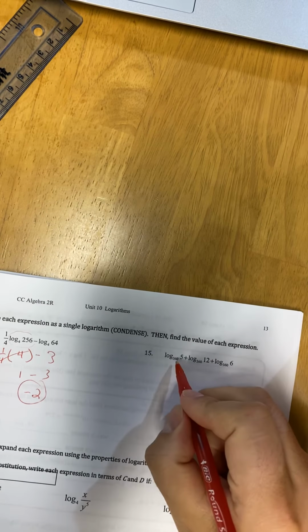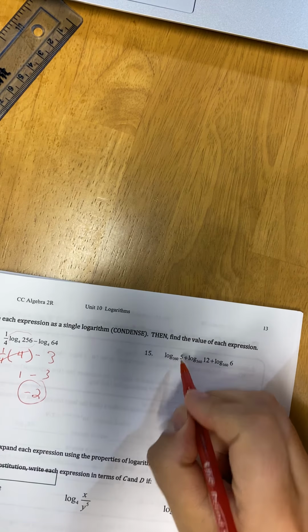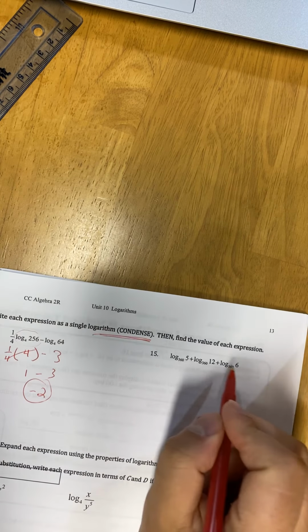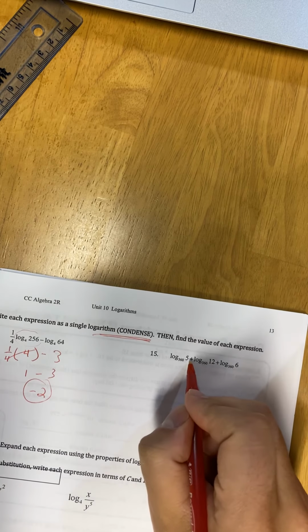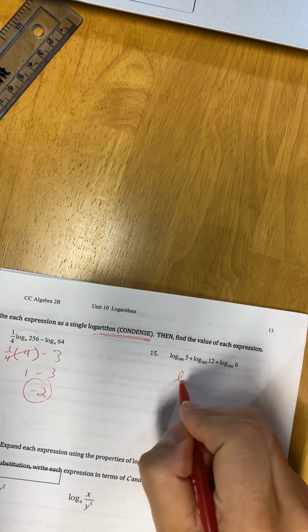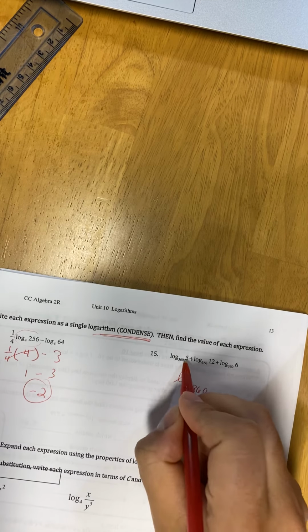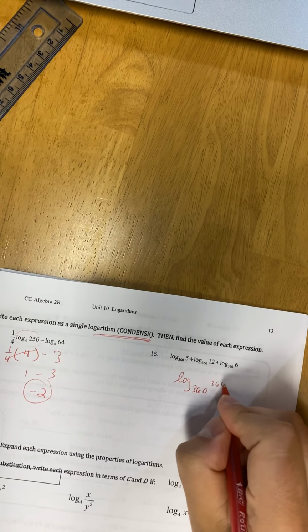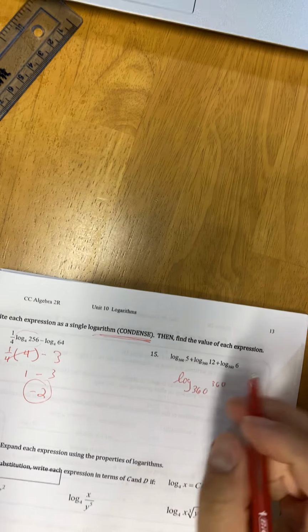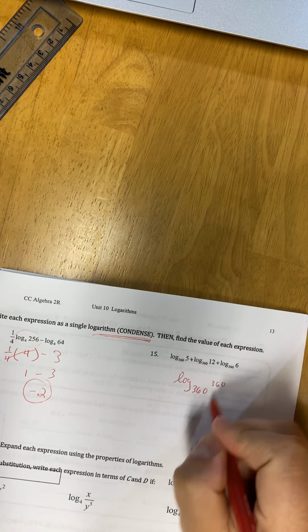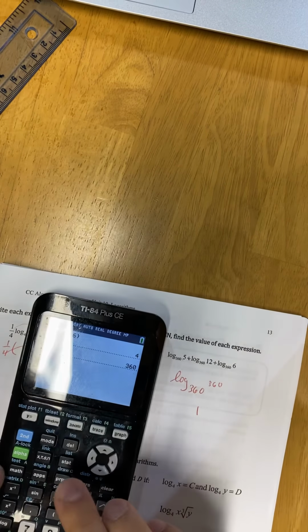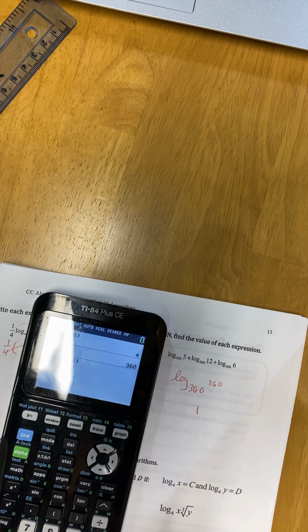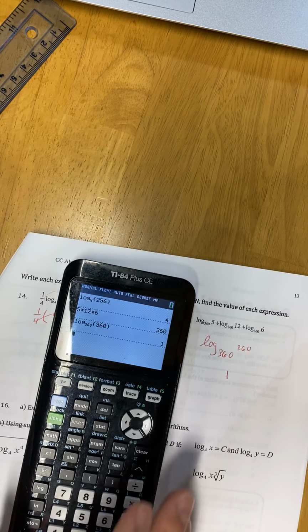This one's a little bit nastier because 360 to the what is 5? That's not nice. So maybe we could try condensing and then see if it makes it easier. So it's all addition, so I'm going to multiply. 5 times 12 times 6 is 360. Make sure you know your times tables. 360 to the what is 360? That's 1, so if you don't remember.